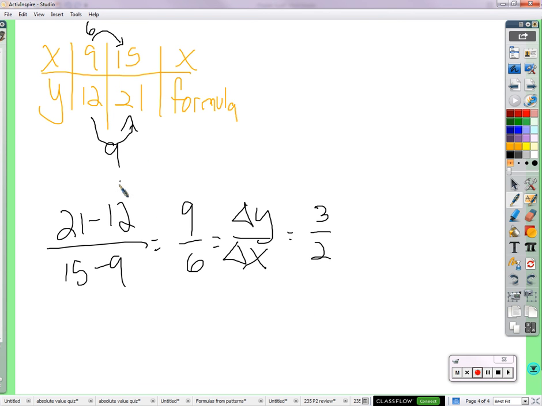Okay, so y changes by 9 and x changes by 6. It's the same as if y had changed by 3 and x had only changed by 2. Like if I went from 9 to 11, then the y would go from 12 to what? 14. This is the y, and this is the x. It wouldn't make sense to have a higher number.